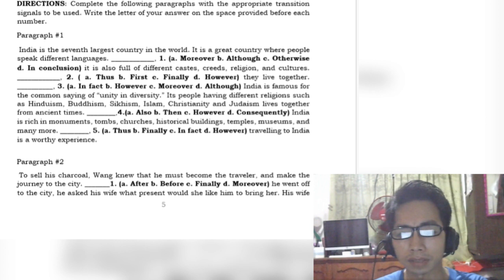Do you have any questions so far, class? After answering those activities, you may scan the last part. You will see the key answers so that you will check your understanding, whether you really get a high score or a low score.